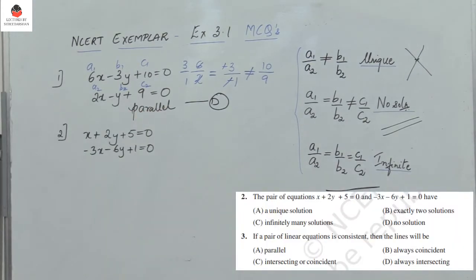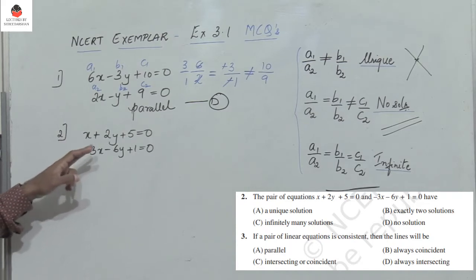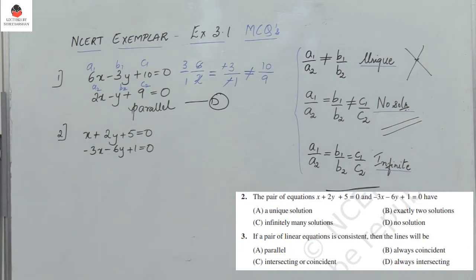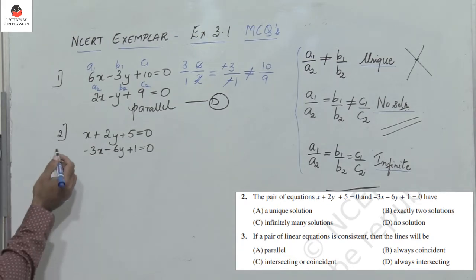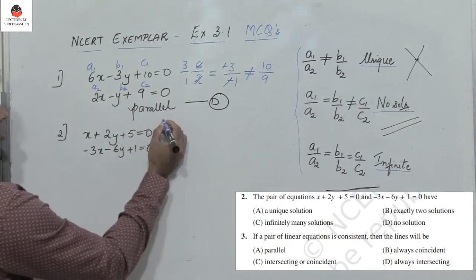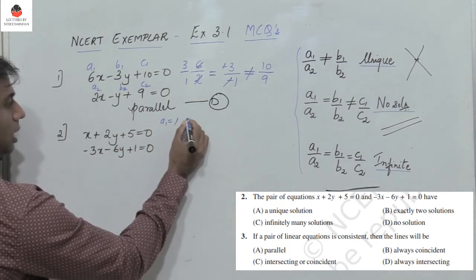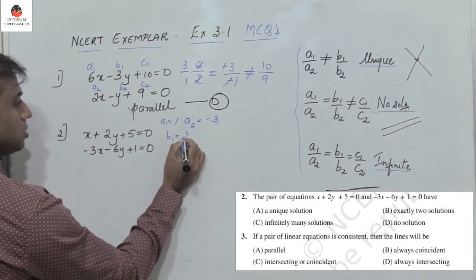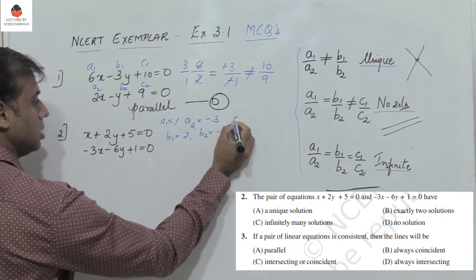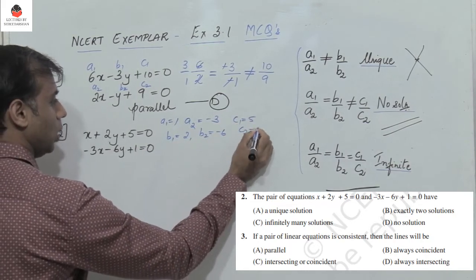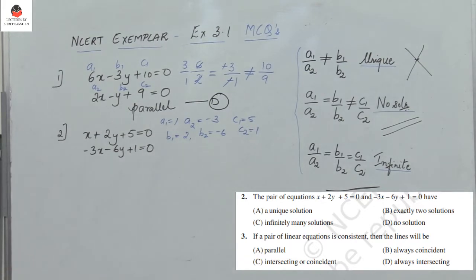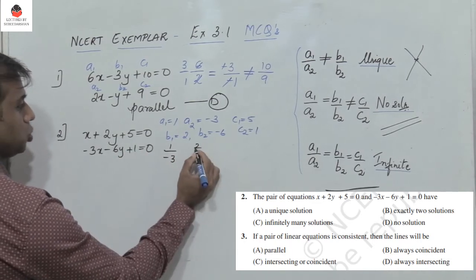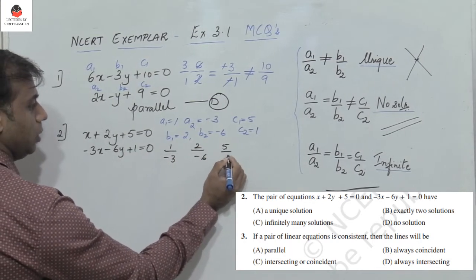Question 2. The pair of equations x plus 2y plus 5 equal to 0 and minus 3x minus 6y plus 1 equal to 0 has. So here again, let me list out what they are. a1 is 1, a2 is minus 3, b1 is 2, b2 is minus 6, c1 is 5, c2 is 1. So let me divide them and check. So you have a1 by a2, 1 by minus 3, 2 by minus 6, 5 by 1.